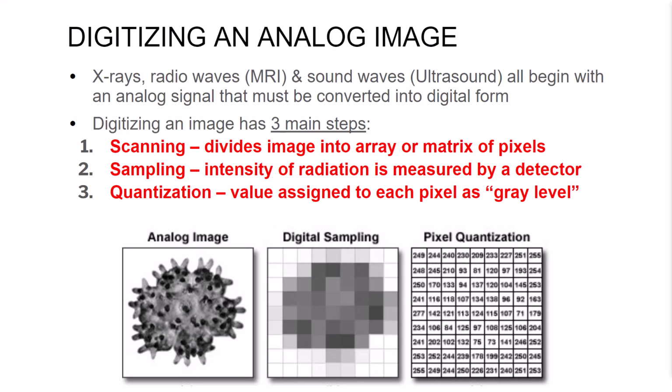Moving on with Chapter 29 in Radiography in the Digital Age. Let's talk about how we form a digital image from an analog signal.